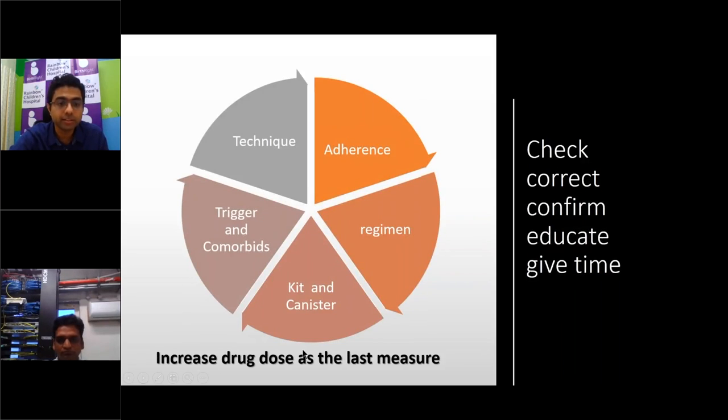The last thing is increase the dose. Very, very important statement: even some books mention that increasing the dose is a sin as an initial measure. You have to increase the dose only as the last measure, when you have checked all these things and found that there are no issues with them. Otherwise, you have to address these and only then increase the dose as the last measure. If there is any issue with these, you have to correct it. So this is a very important slide.